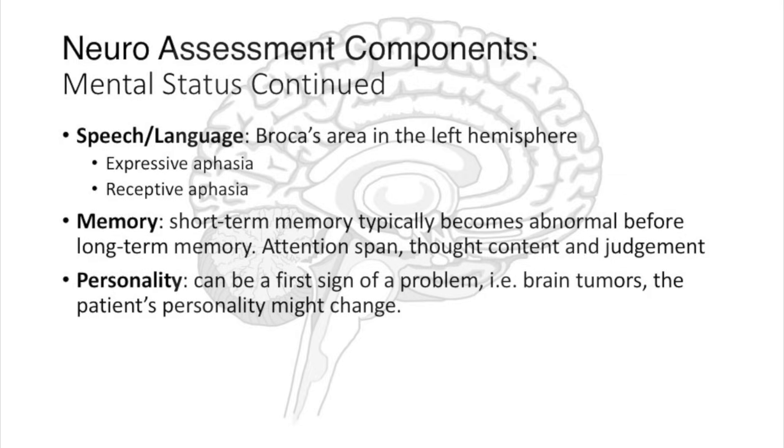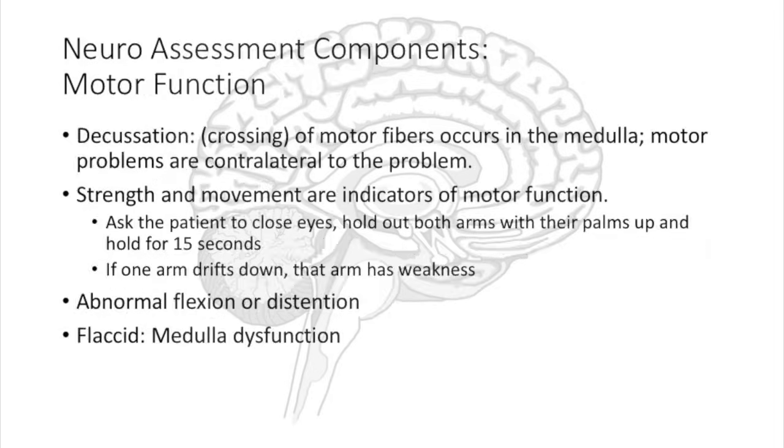Personality can also be a first sign of a problem, especially in brain tumors. The patient's personality certainly can change. A person may become more aggressive or exceptionally nice. That'd be nice for all of them to be exceptionally nice. That could certainly be a problem neurologically.